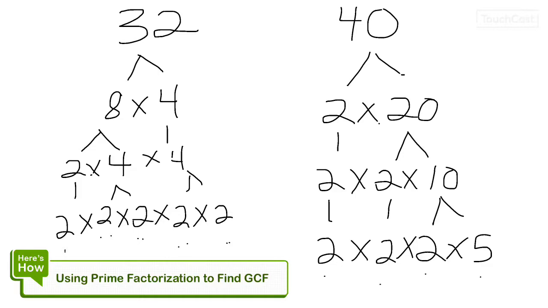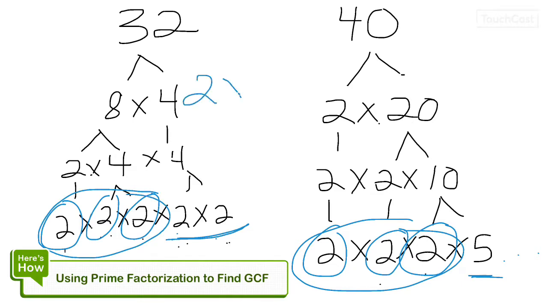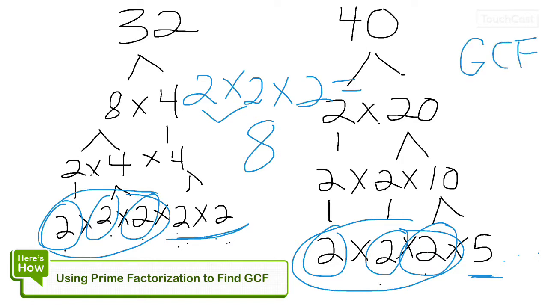All right, let's look and see what these have in common. I see a 2 here and a 2 here, another 2, another 2, another 2, another 2. Now, this one has a 5, but there's no 5 over here. And there are no other 2's over here. So it looks like my greatest common factor is 2 times 2 times 2, which is 8, because 2 times 2 is 4, 4 times 2 is 8. So here, the greatest common factor is 8.